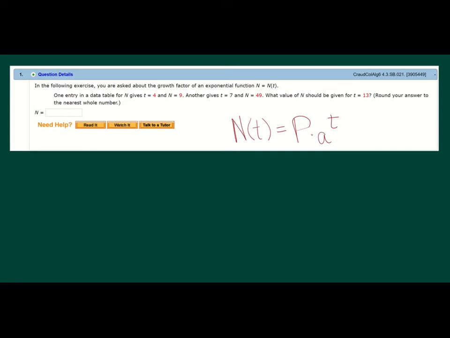With all of these problems, when we're trying to come up with a formula, and it tells us straight away in the question that we are trying to find the formula N of t, you need to just go ahead and write out what the formula is that we're trying to determine. We know it's an exponential function, so the form is P times a raised to the t power. This should appear on every problem that we work today, in some form.